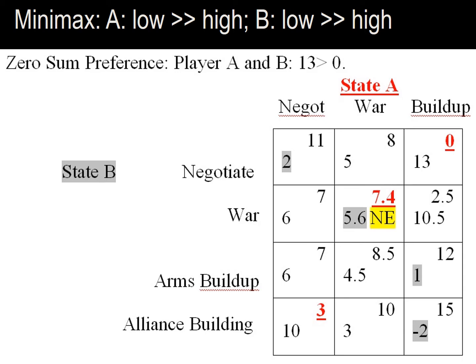is war, 7.4. Player B identifies the lowest payoff for each of B's strategies or choices. You've got highlighted in gray, 2 for negotiation, a 5.6 for war, a 1 for the arms build-up row, and a -2 for the alliance building row. And there, 5.6 is the best of the worst. And so we can see that there's a Nash equilibrium where there's an intersection. However, if there's multiple equilibria, there is no Nash equilibrium, but here there isn't. There is a single solution Nash equilibrium.